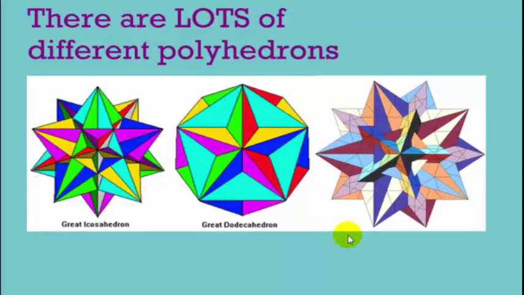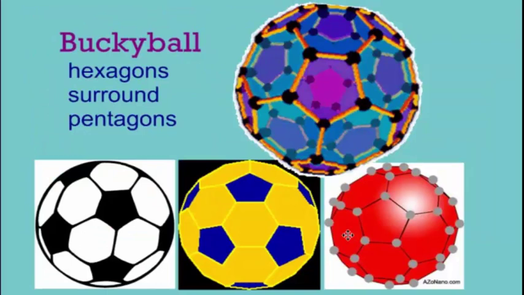They do get to be pretty strange and unique. They're actually kind of fun to look at. One that you guys have seen many times looks like a soccer ball, doesn't it? Soccer balls are made up of hexagons surrounding pentagons. Here's the hexagons here, and the blacks are all pentagons, and that's called a buckyball.